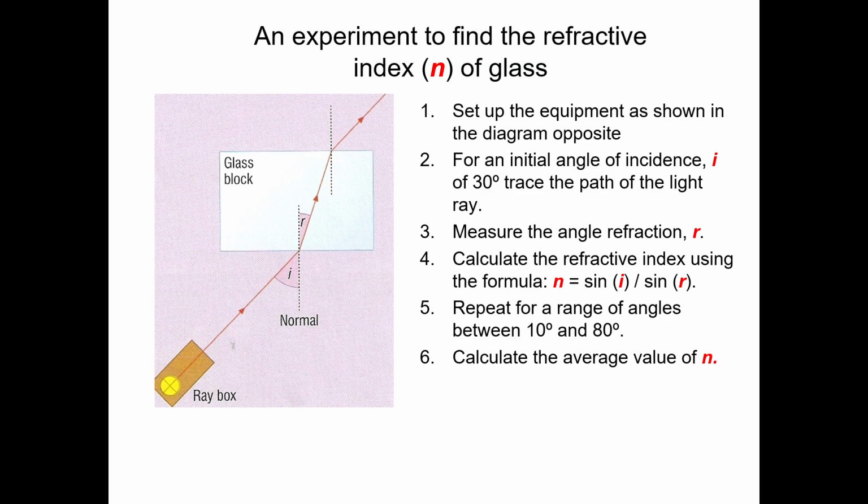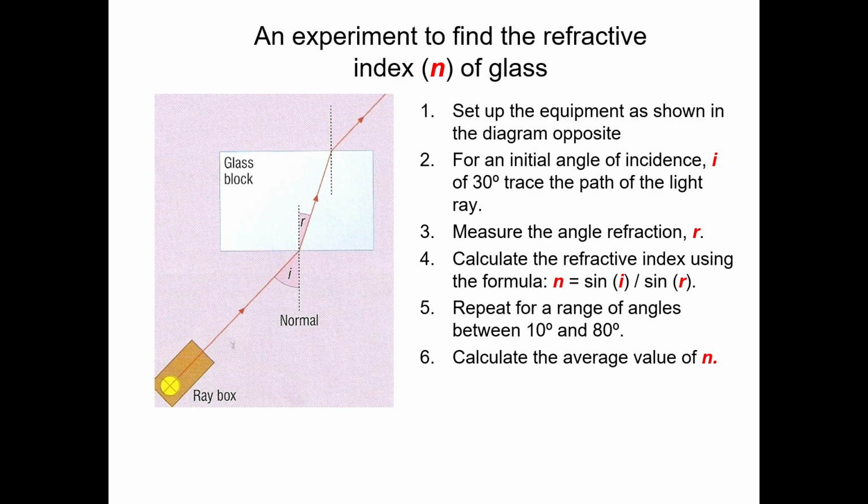So you're trying to get quite a large range of values of I and R, and then you can calculate an average value. And you do that from a graph. So students sometimes ask, well, why are we bothering to draw a graph? Couldn't we just do it once and work out n? Well, we might have made some mistake there, and it's better to draw a graph, and reduce the effect of any errors that you might have had.